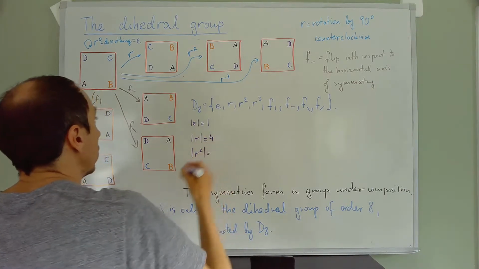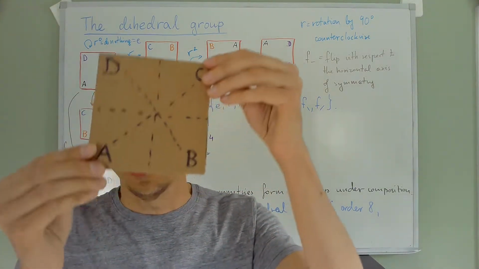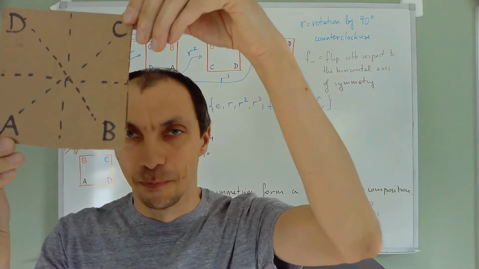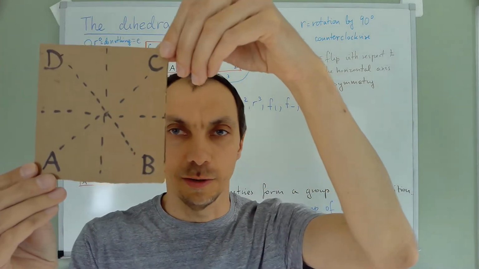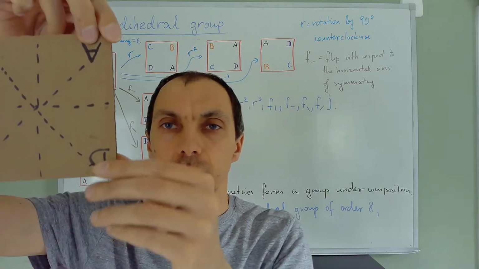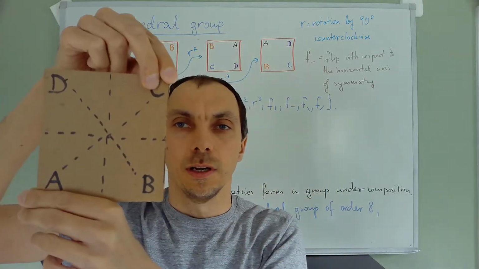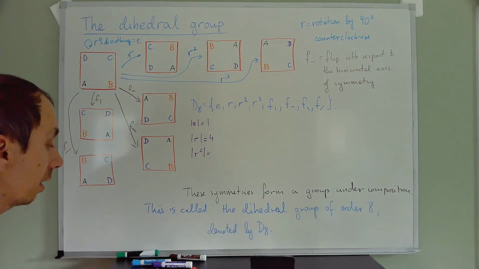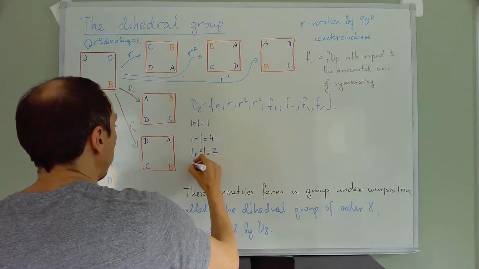What about R squared? Well, R squared rotates the square by 180 degrees. Okay, and I'm back to doing nothing. So R squared, I need to do only twice to get to the identity. So the order is 2.